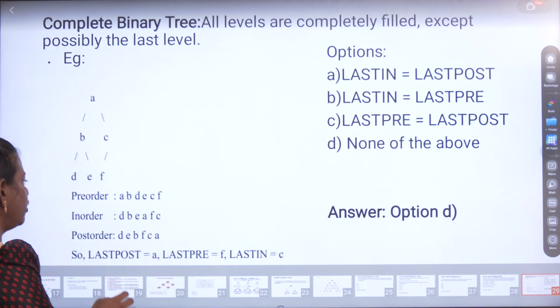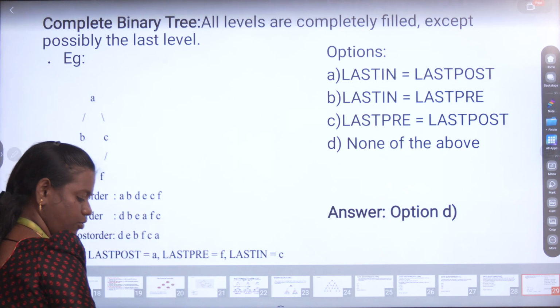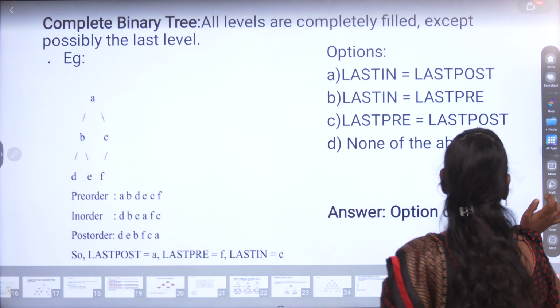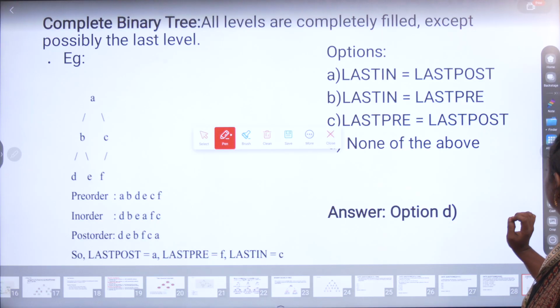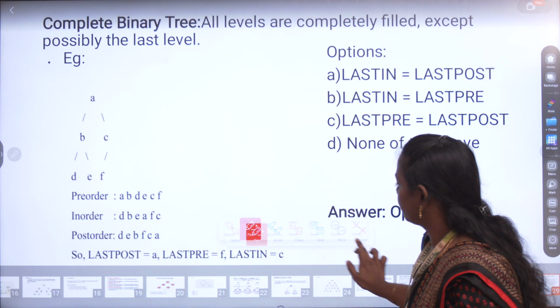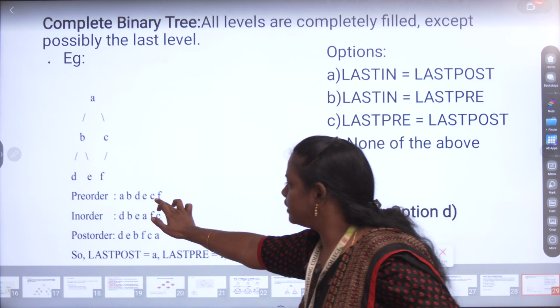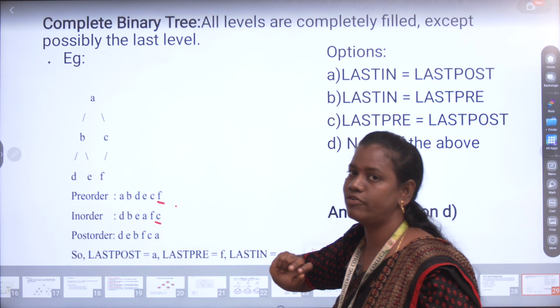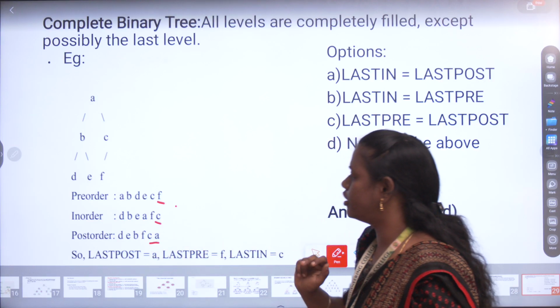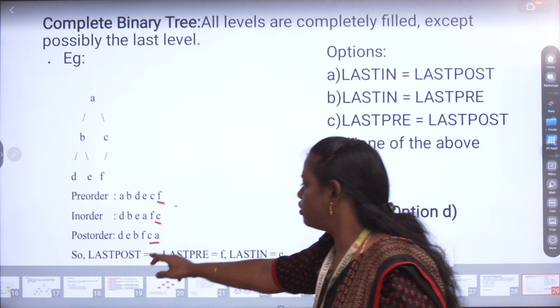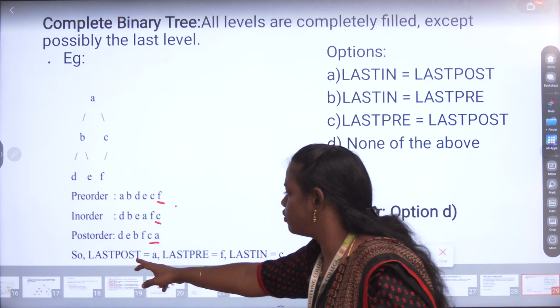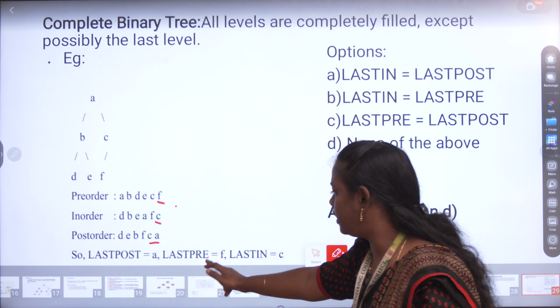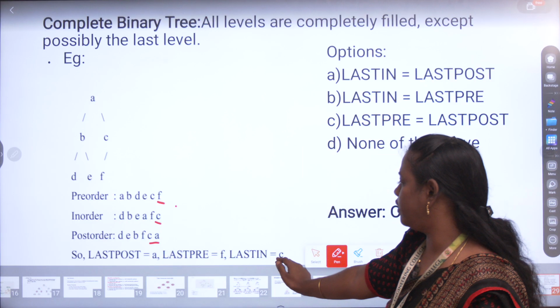Now check your pre-order, in-order and post-order at the last. In pre-order, the last node visited is F, in in-order, the last node visited is C, and in post-order, the last node visited is A. So I have assigned the values: last post equals A, last pre equals F, and last in equals C.